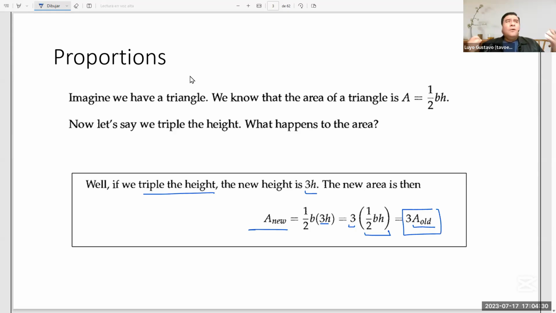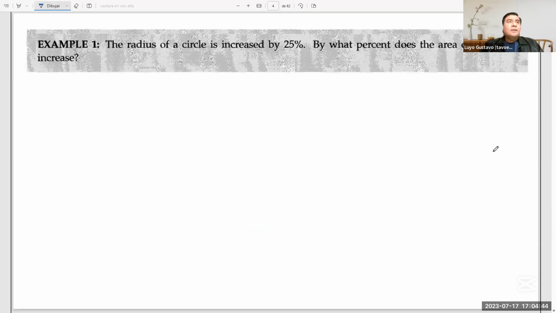That is the type of proportions questions that we intend to see today. So let's see some other cases. Some of them will be more elaborate than this sample question. Take a look at this. The radius of a circle is increased by 25%. By what percent does the area of the circle increase?